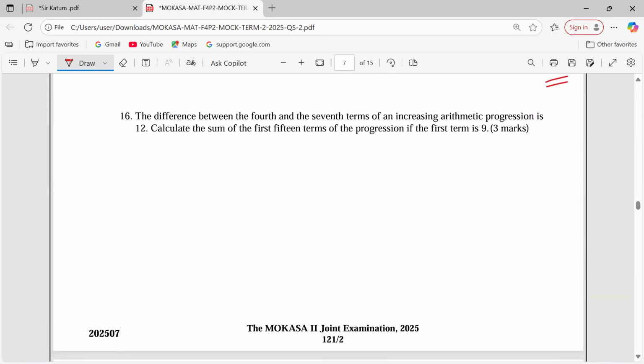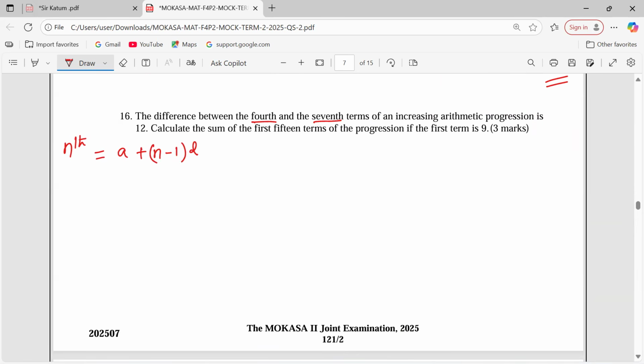The difference between the fourth and the seventh terms of an increasing arithmetic progression is 12. Calculate the sum of the first 15 terms of the progression, if the first term is 9. We are supposed to know how to get the nth term. The nth term in an AP is given by a plus (n minus 1) multiplied by d.